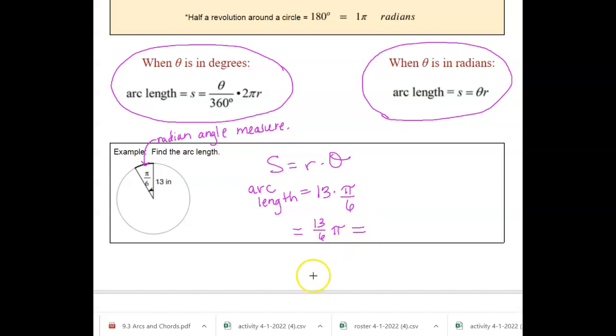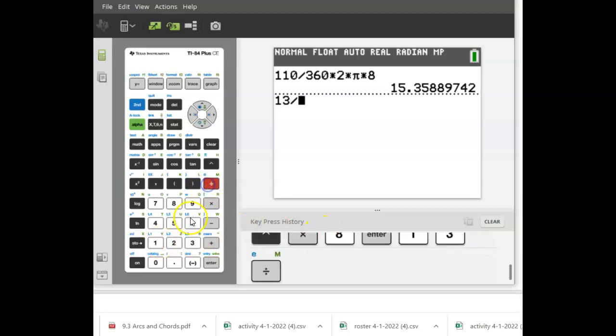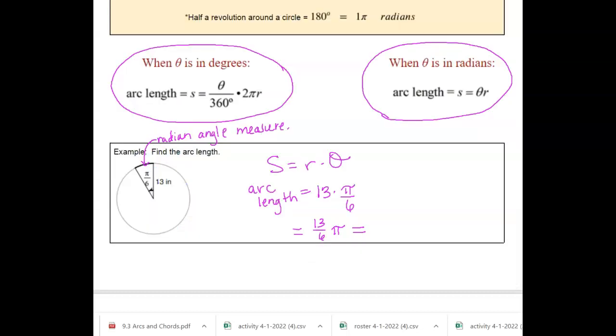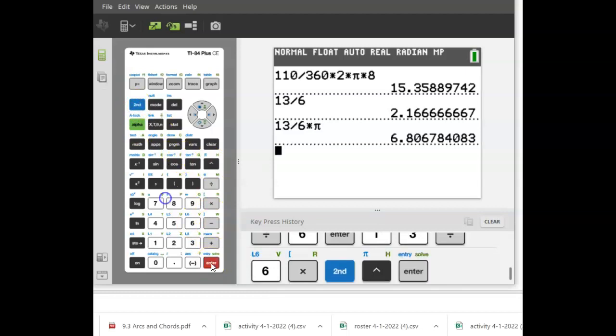Or, let's go ahead and hit this again. I don't think this is going to be a nice answer, but 13 divided by 6 is 2.16 repeating pi. I could write that. Or if I use a decimal, we've got 13 divided by 6 times, and then we do need to use the pi button to get the most exact answer. It's still rounding, but it would be 6.807.